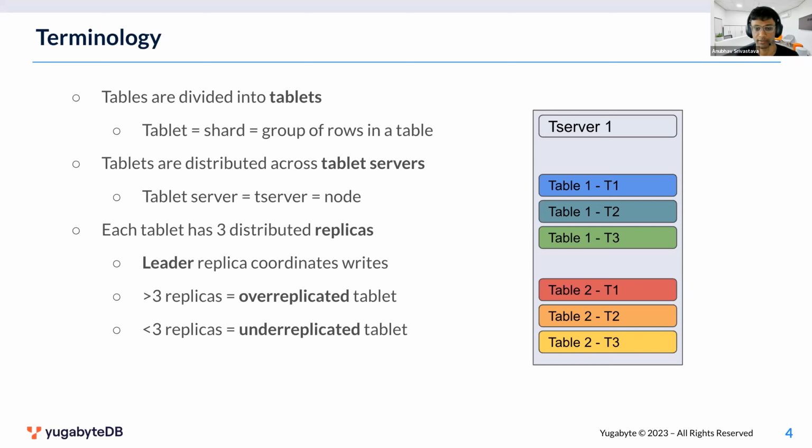Each tablet has 3 distributed replicas. These are distributed across tablet servers, and one of those replicas is a special leader replica, which will coordinate writes. So it's important to keep those balanced too. If a tablet has more than 3 replicas, we say that it's over-replicated, and if it has less than 3 replicas, we say it's under-replicated. Both of these scenarios are not desirable because over-replication means you're using more space and resources than you need, and under-replication means you're more prone to failures.